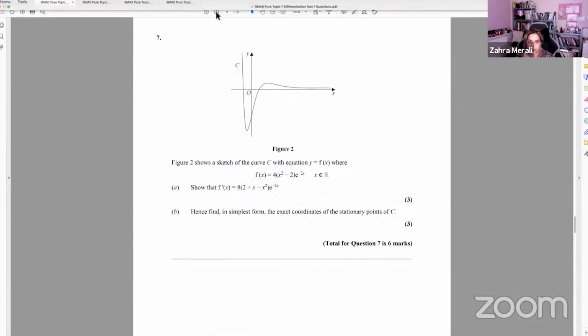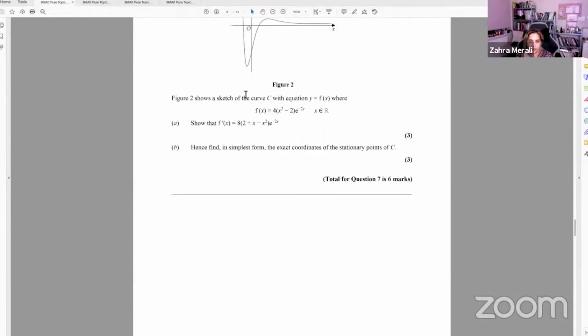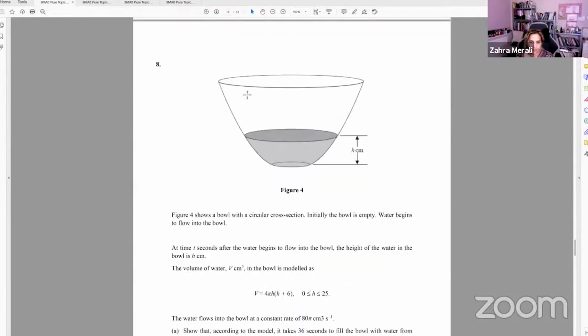Next question. Oh, doesn't want to scroll. Okay.